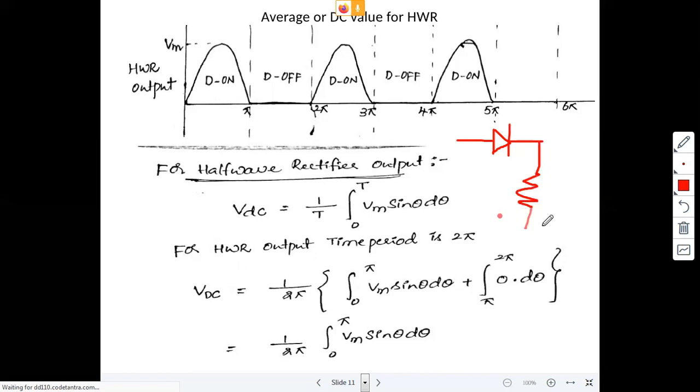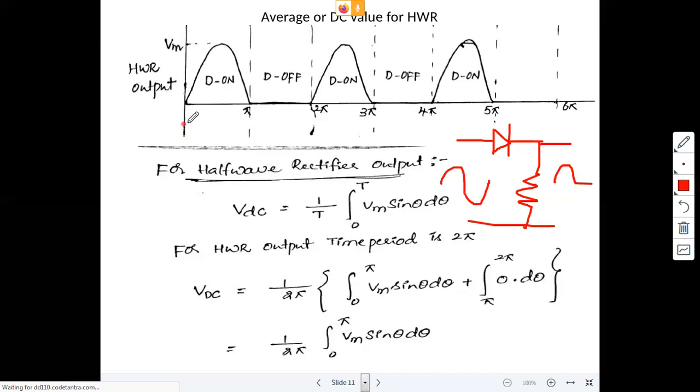Okay, now this is the half-wave rectifier circuit. This circuit allows only positive cycles. The output contains only positive cycles. For all negative cycles, the output is equal to 0. Okay, this is the signal. Now what is the time period here?